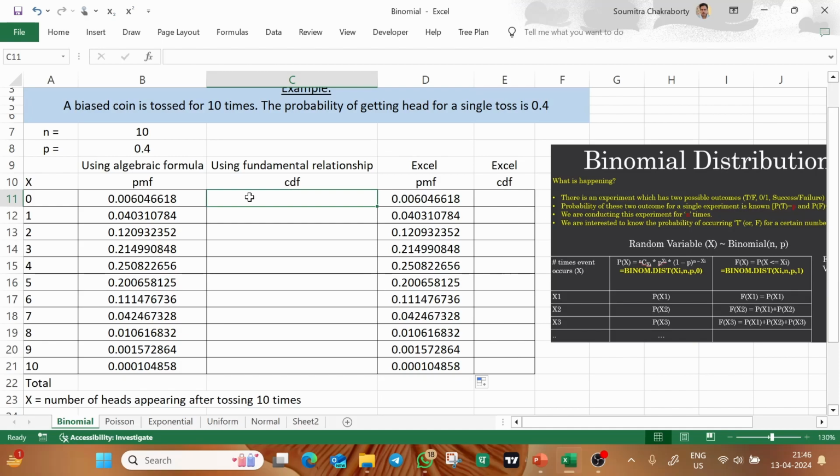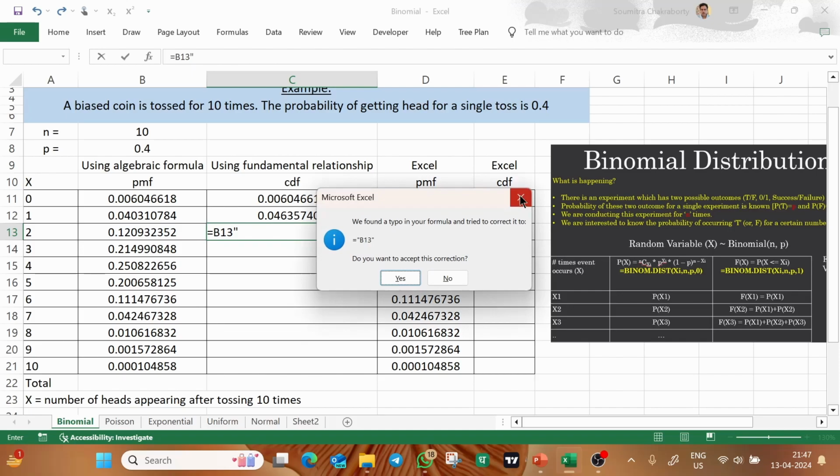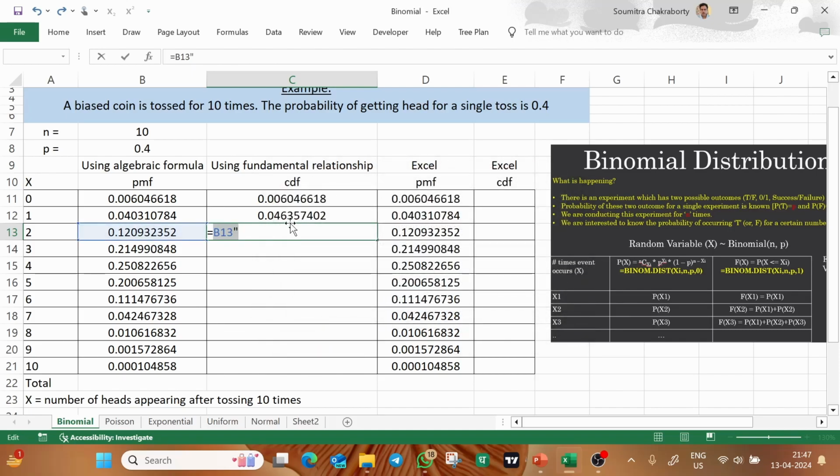Then what is the CDF using the fundamental relationship? That is simply this one, then this plus this, then this plus this, this plus this. So always use the most recent PMF value plus the CDF updated up to the previous value. So that will give you the CDF of the recent value.